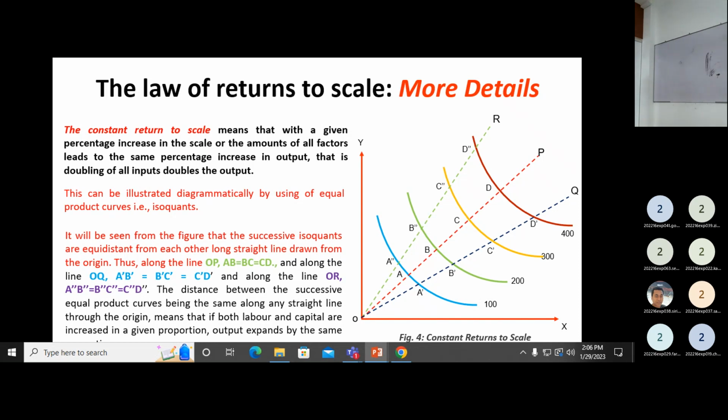Okay. So what is the thing that you want to remember here? This distance is same or different? Same. If the distance is same, it's constant returns to scale.